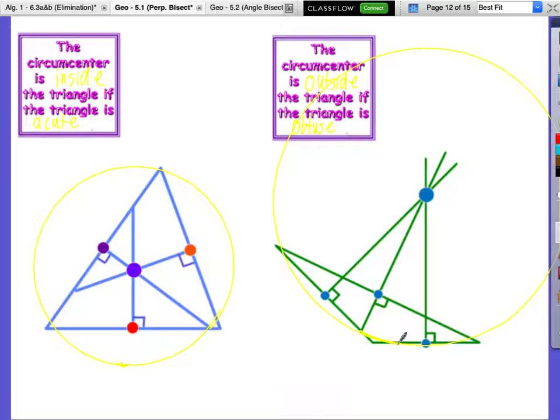And so the circle would be what we call circumscribed, or the triangle would be circumscribed in a circle. So the triangle is inside of the circle.